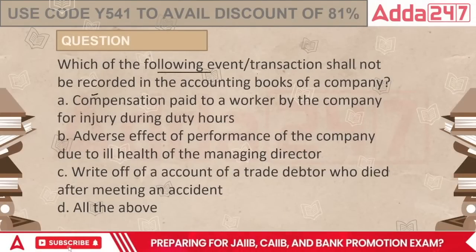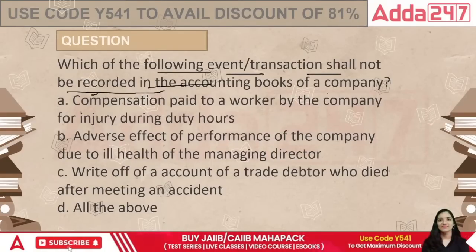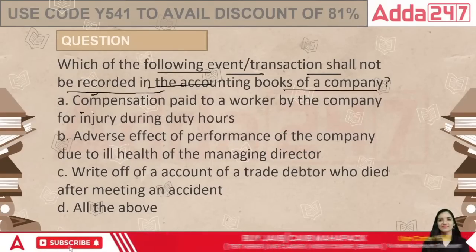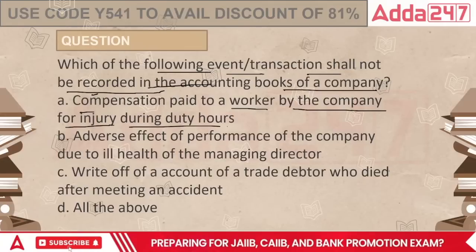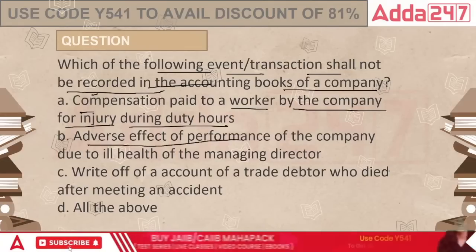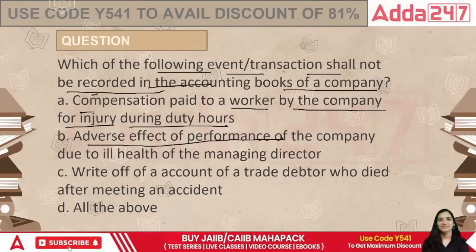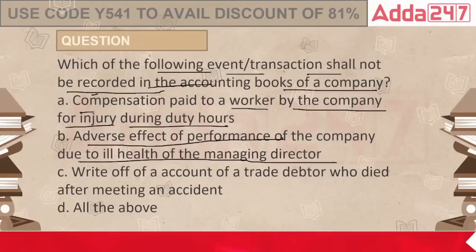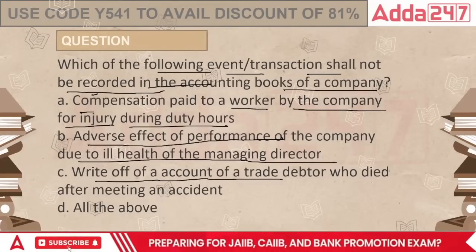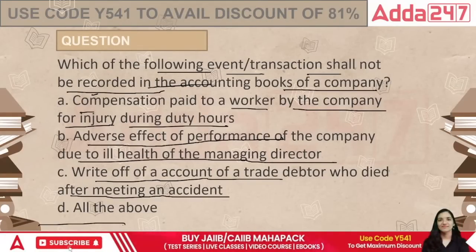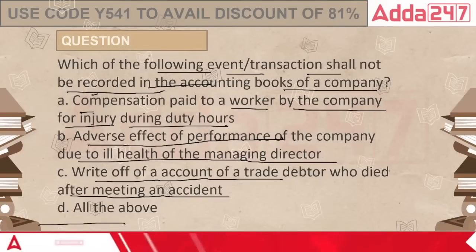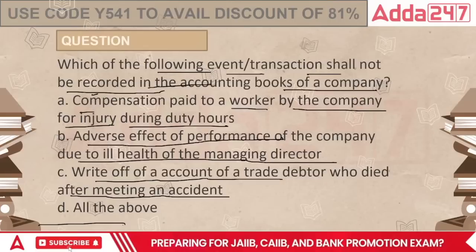Which of the following events or transactions shall not be recorded in the accounting books of a company? Compensation paid to a worker by the company for the injury during duty hours, adverse effects on the performance of the company due to ill health of the managing director, writing off of the account of a trade debtor who died after meeting an accident, or all of the above. Which one shall not be recorded?